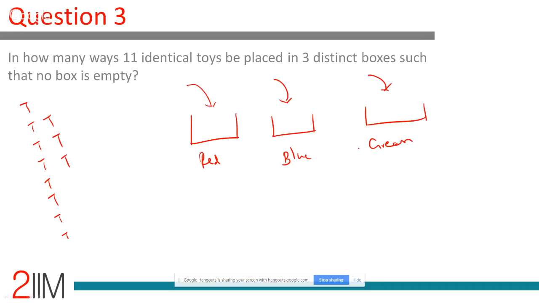And each box should have at least one toy. That's a key criteria. So keep that in mind. So we need to have at least one in each. And the number of toys matters, not which toys. We're not selecting toys. We're just putting a certain number of toys into something. And a 3-3-5 would be very different from a 3-5-3, from a 5-3-3. If you're allotting it as 3-3-5, which box has 5 is important. Is it the red box that has 5, or the blue box, or the green box?